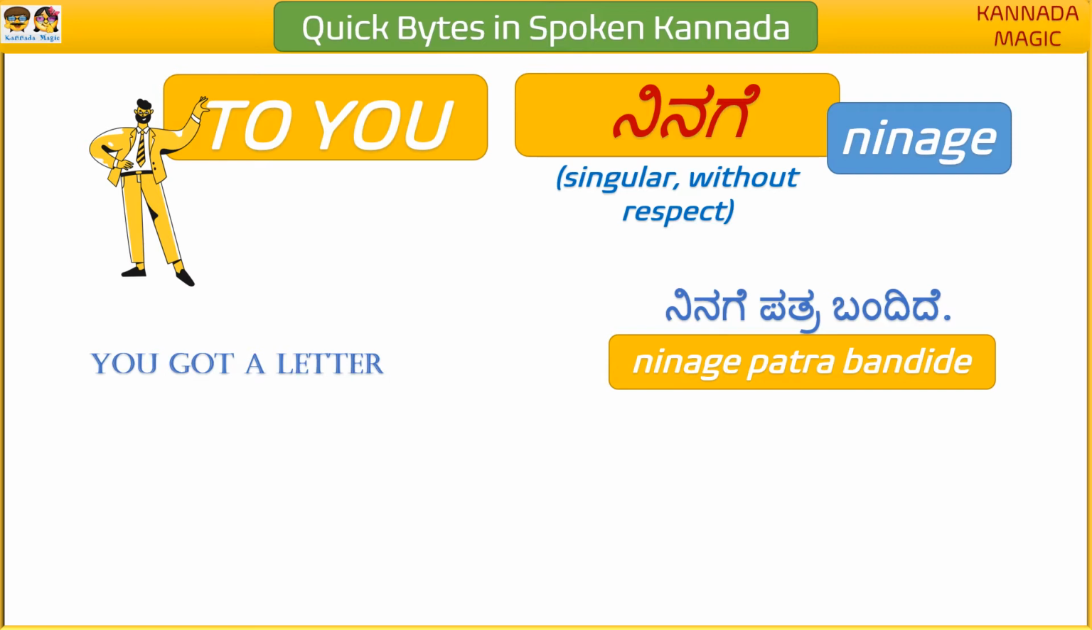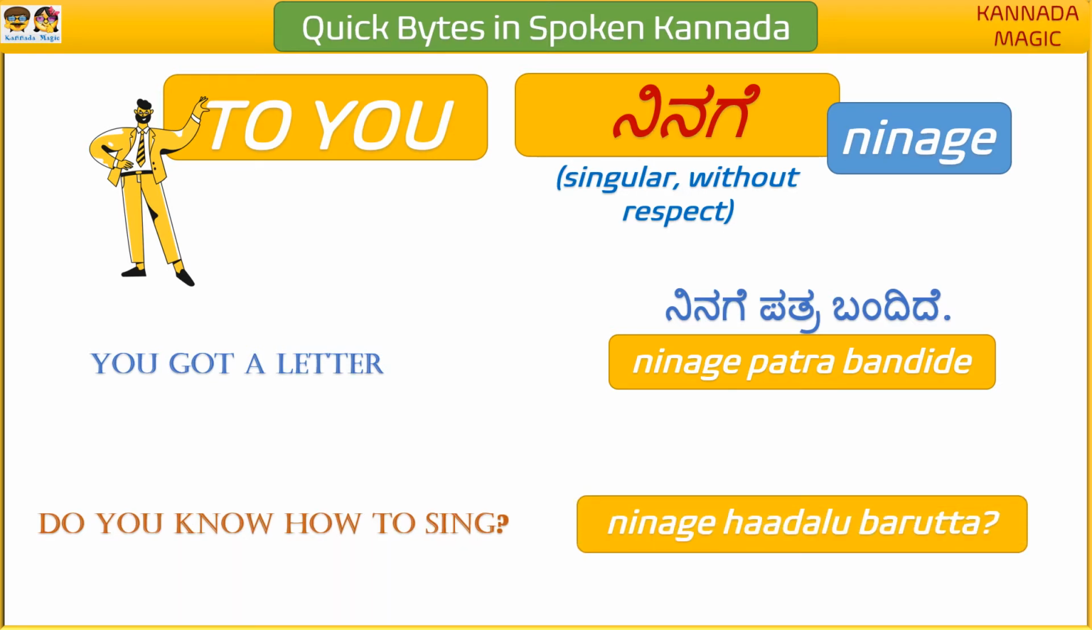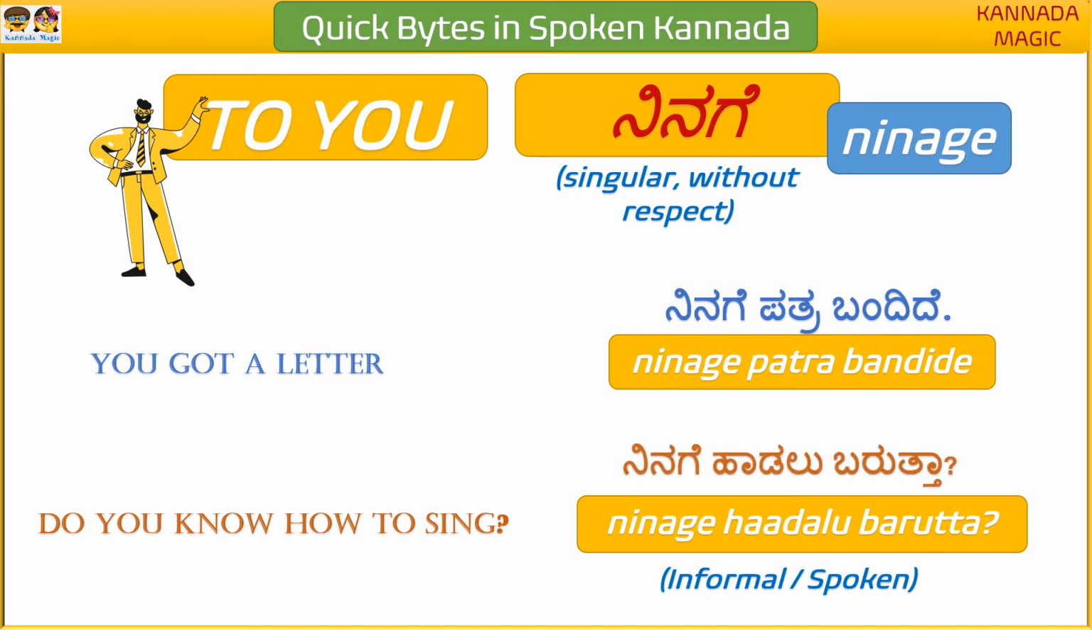So repeat after me. Ninage patra bandide. Next example, do you know how to sing? You want to casually interact with somebody and then ask whether the person knows how to sing. You can say ninage hadalu barutta. Hadalu means to sing. Barutta means do you know. Can you repeat after me? Ninage hadalu barutta.